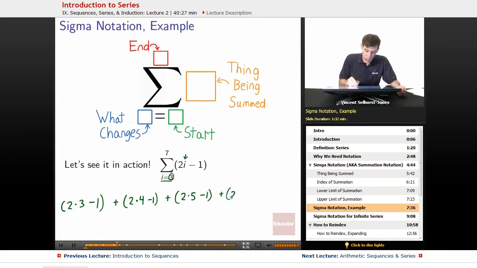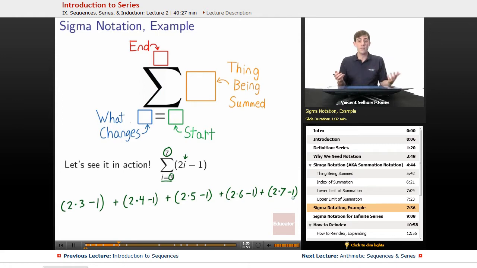Plus, our index increases by 1 again, so 2 times 6 minus 1, plus, and now finally we have hit our final, the upper limit. So at this point we stop. This will be the last one. Once we get up to this final upper limit for how high our index goes, that is the last one in the series, so 2 times 7 minus 1.